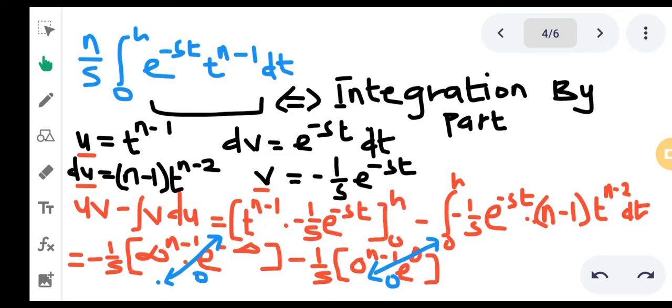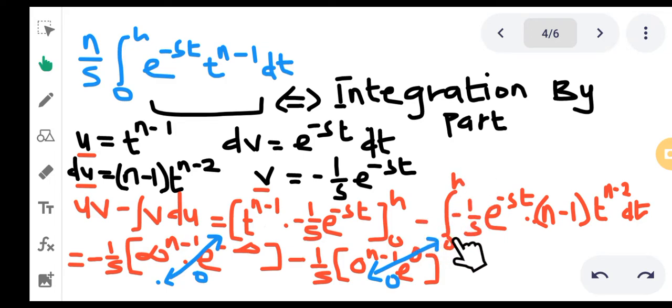So after plugging in the infinity, we also consider the lower limit, which is the 0. We also make a substitution for the 0. So whenever we see t, we just place 0 there. So you're going to get 0 exponent n minus 1. Then you're going to get minus 1 over s e exponent 0. So e exponent 0 is actually 1, but because of 0 exponent n minus 1, it makes the whole of this 0. Okay, so we are remaining only this part.